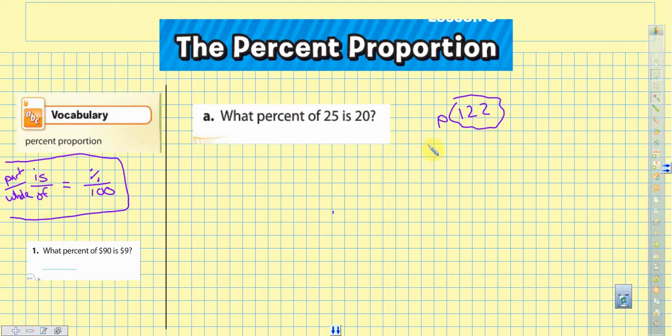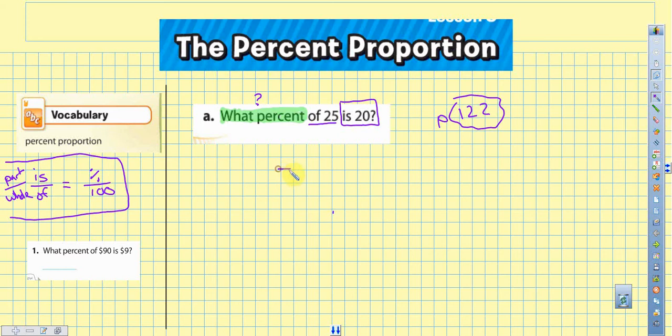Okay, so if you turn to page 122, or in your notes, write this problem. What percent of 25 is 20? We're going to take out a highlighter, and we don't know the percent because it says what percent. So that's what we're looking for. That would be our big question because we don't know. But of 25 and is 20. So we know the is, we know the of.